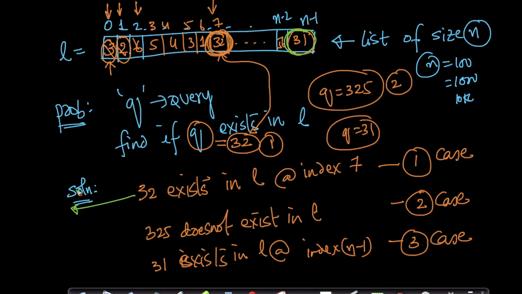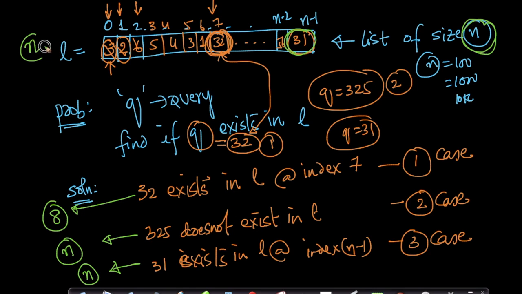For case 1, how many comparisons did we do? We have a total of n numbers, right? Let's not forget that. What is the most basic operation here? Comparison. How many comparisons did we do in case 1? We did 0, 1, 2, 3. We did 8 comparisons, right? In case 2, how many comparisons did we do? We did n comparisons. In case 3, also we did n comparisons, right? So in the worst case, you end up doing about n comparisons to say whether an element exists or not, right?